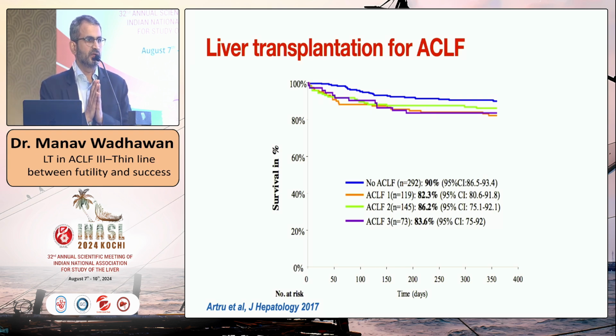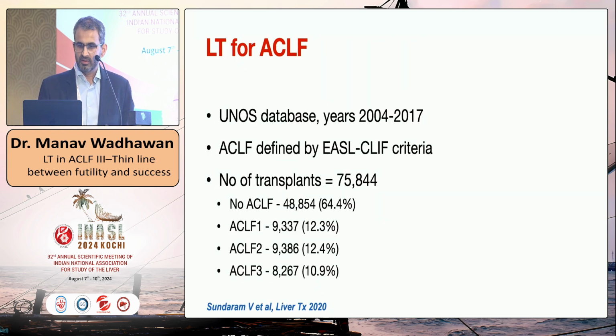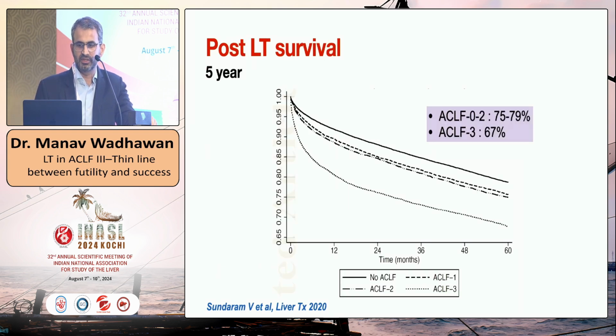It does not say about the predictors of mortality. This is an important paper. If you have not read this, you should go back and read about this paper. This is the UNOS database taken from year 2004 to 2017: 8,267 ACLF3 patients who underwent a transplant. And the survival was 67% at the end of 5 years, which is actually not bad.